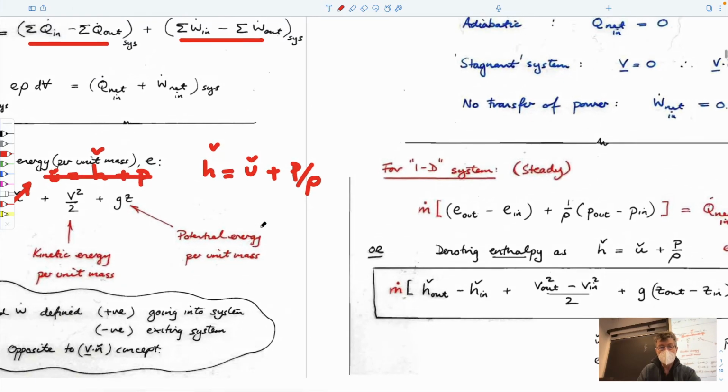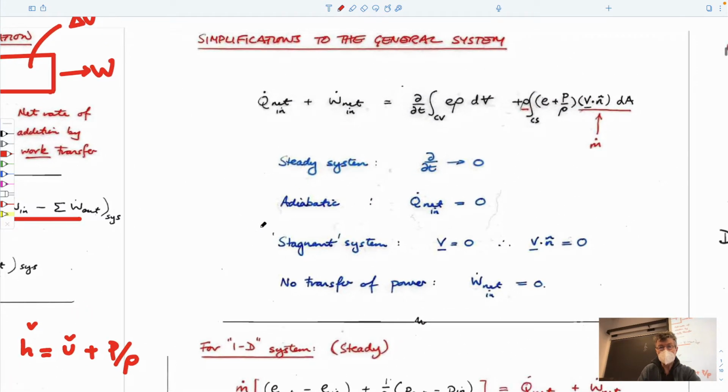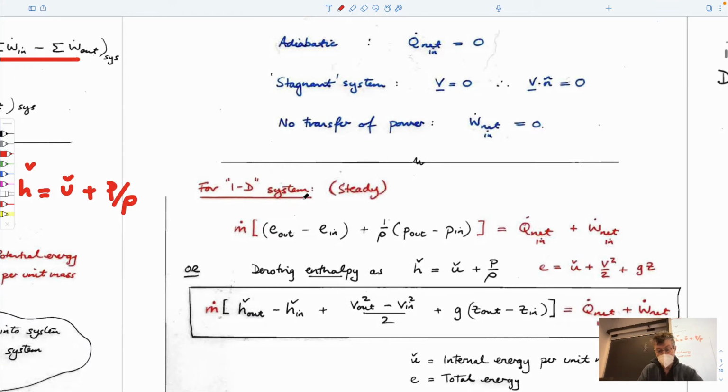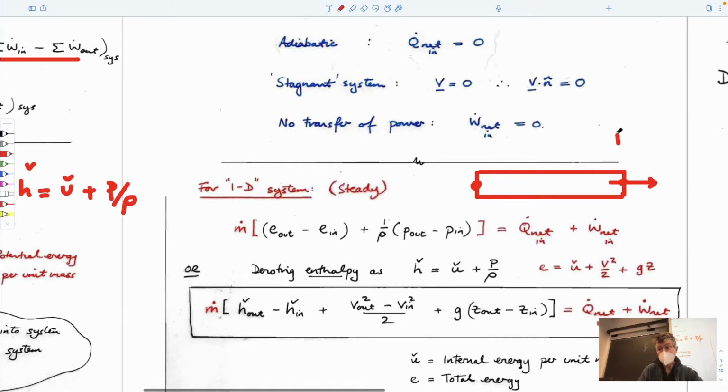And so if you look at that along a streamline, which is exactly what this was, then you get an expression which includes all of those components. You have an upstream end and a downstream end. You have a pressure downstream, you have a velocity downstream, and you have an elevation downstream, and likewise upstream.